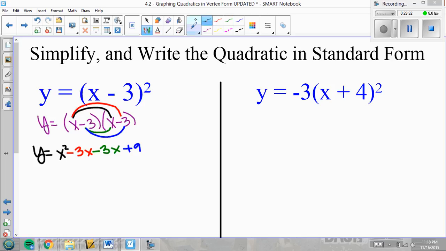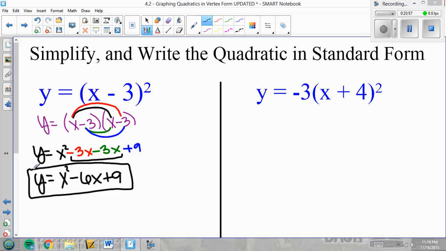So your next step is just to try to combine. You're looking for like terms to simplify. Since I don't have any other squareds, I know I can drop that down. But I do have two x's. So negative 3x minus 3x, I get negative 6x, and I can just drop down my plus 9. So now this looks like standard form. So you can go back and forth between forms. Okay, so now if we look at this second one, remember your order of operations. You take care of exponents first. So I have my y equals negative 3.